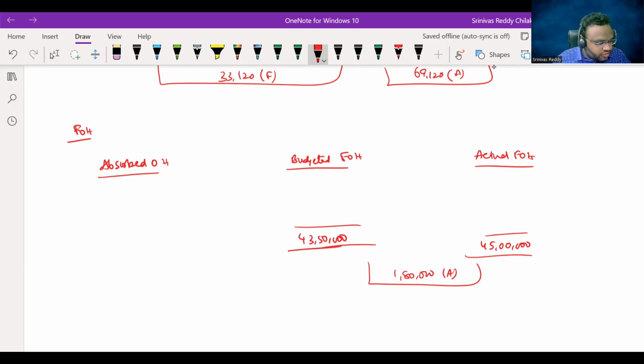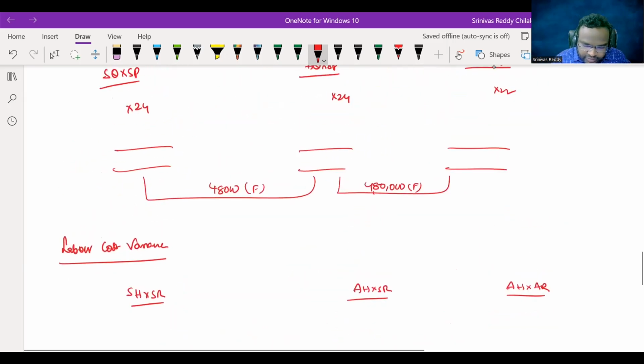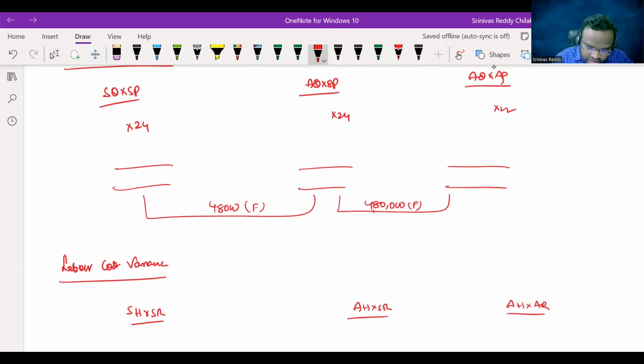Now, what is other information given? What did they ask you one by one? First one is about material cost variance. Sum of these two would be material cost variance. How much amount? 48,000 favorable, 4,80,000 favorable. So 5,28,000 favorable. Next question.